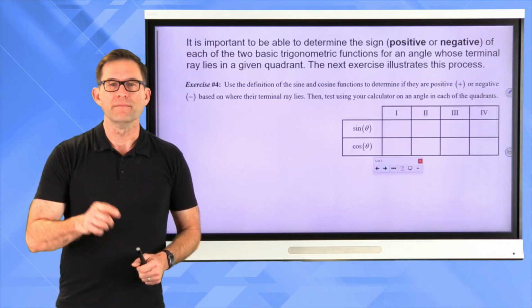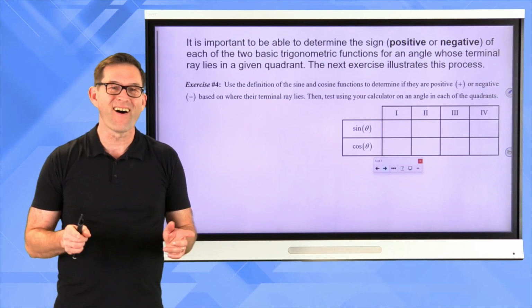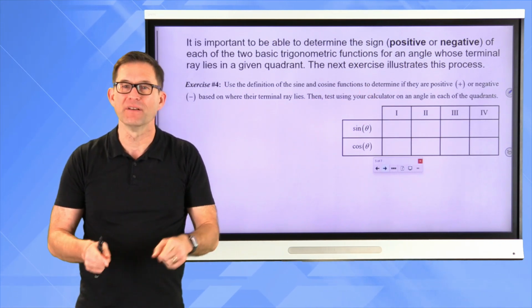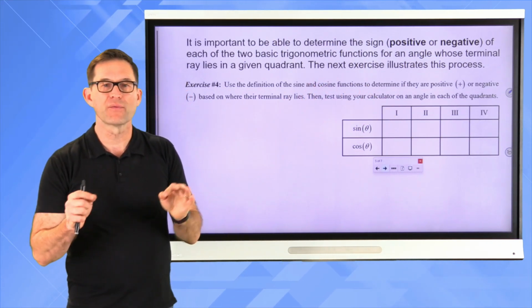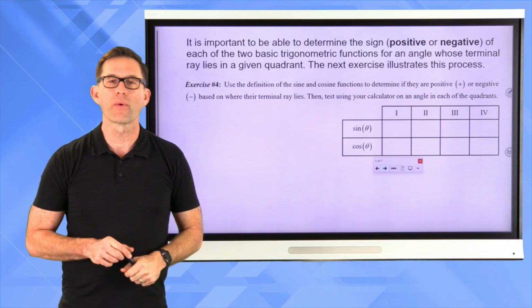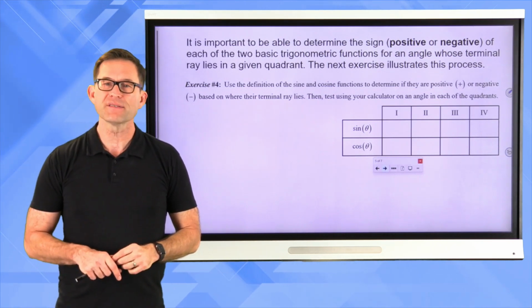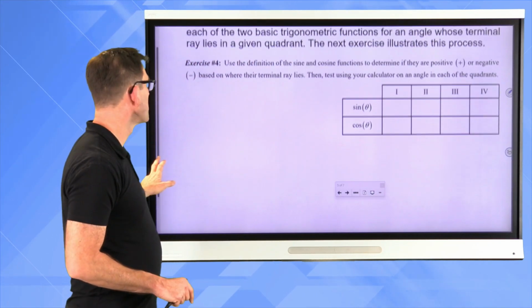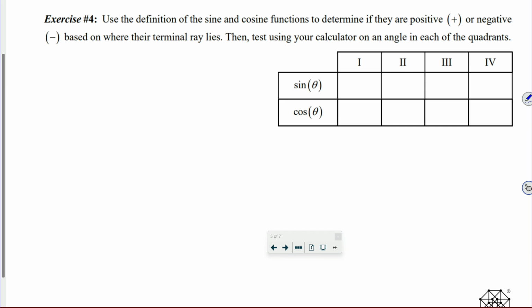All right, it is important to be able to determine the sign, positive or negative, not sine S-I-N, but sign S-I-G-N, positive or negative, of each of the two basic trigonometric functions for an angle whose terminal ray lies in a given quadrant. The next exercise illustrates this process. All right, so exercise number 4. Use the definition of the sine and cosine functions to determine if they are positive or negative based on where their terminal ray lies. Then test using your calculator on an angle in each of the quadrants.